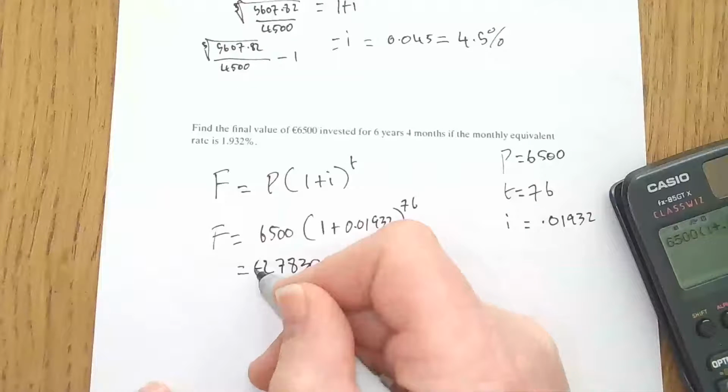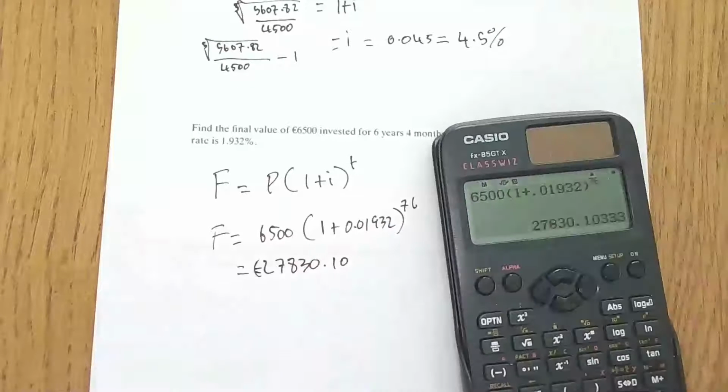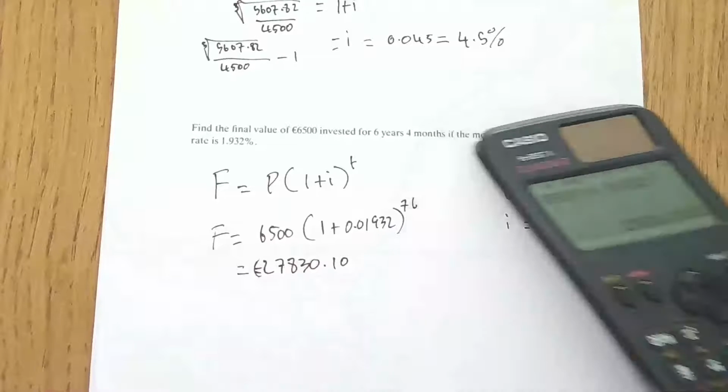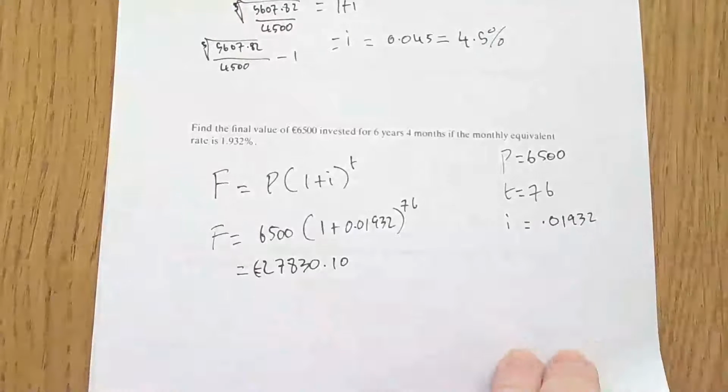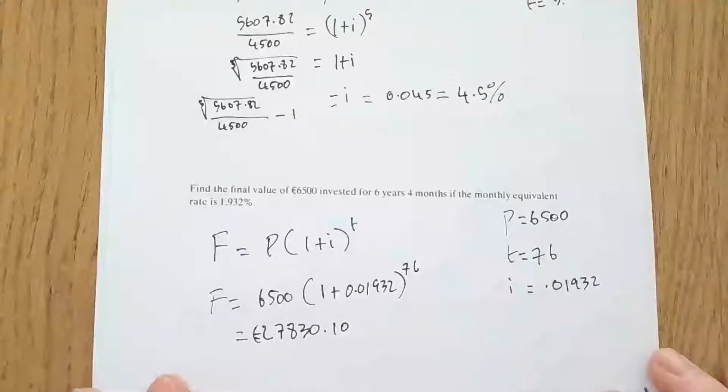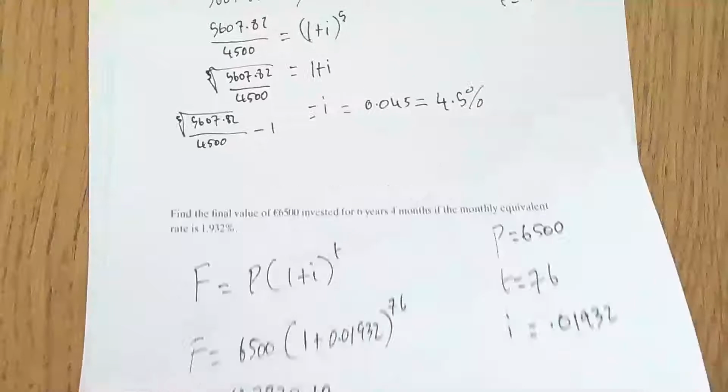Now that's some serious compounding. Okay, that is some serious money. That's like crypto levels of staking going on. Right, so there you have it. We'll try another, and we'll kick it up a notch now. We'll try a little one that's a little bit harder. Okay.